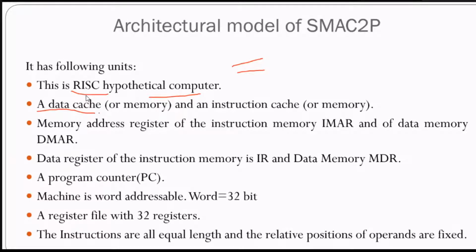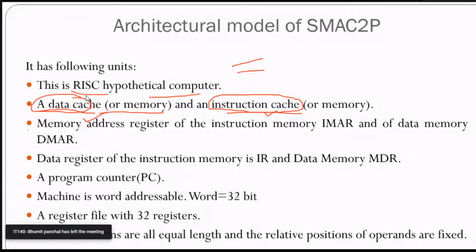One memory we are using for data and the second memory we are using for instruction. So there are two cache memories. One memory is a data memory, data cache, and the second memory is an instruction cache. Instruction will be fetched or read from this instruction cache and data will be read from this data cache. हम data कहाँ से access करेंगे? Data memory में से. And instruction कहाँ से access करेंगे? Instruction cache में से.